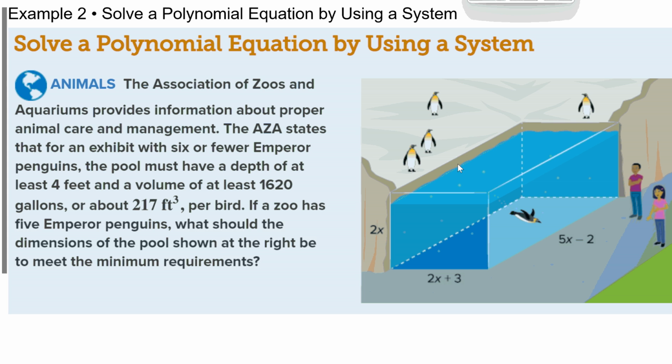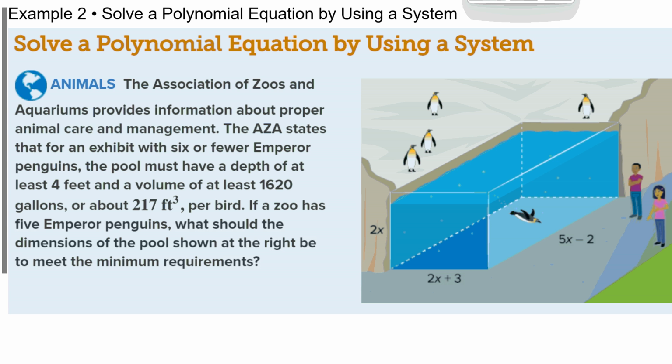So here we have this zoo with an aquarium for penguins, and the pool must have a depth of 4 feet and a volume of at least 1,620 gallons, or about 217 cubic feet per bird. If the zoo has 5 emperor penguins, what should the dimensions of the pool shown at the right be to meet the minimum requirements?